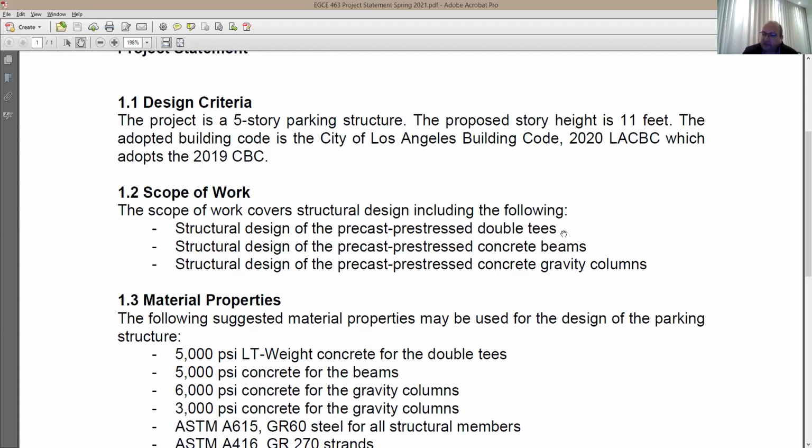So when it comes to designing the double T's, we're going to be just taking one double T, right? Coming to the beams, just design one. I'm not interested in designing more than one beam. Same thing for the column. We're going to be taking one of the columns, and just design it.